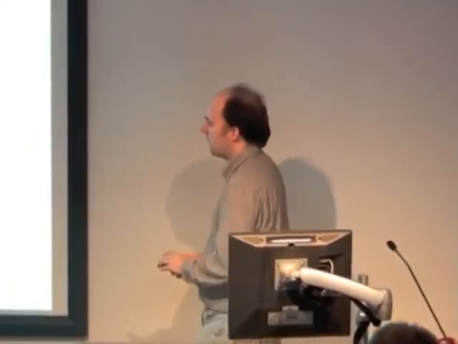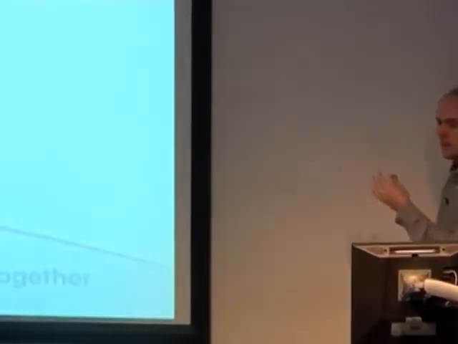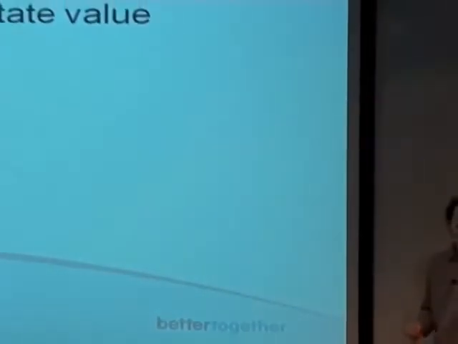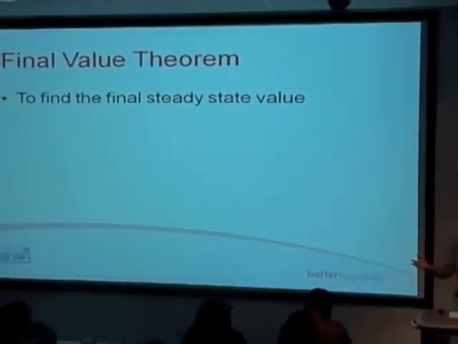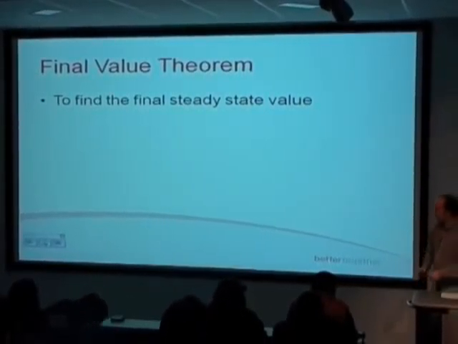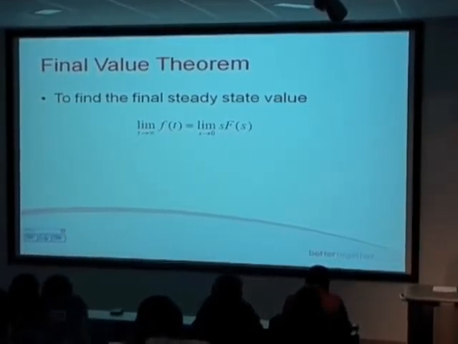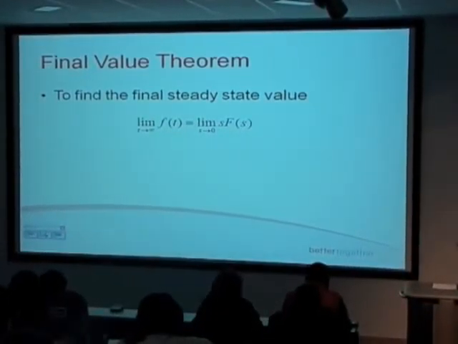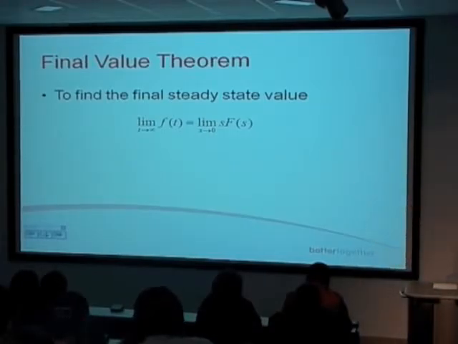Now, the last thing on our contents list was the final value theorem. And like I said, the final value theorem is to find the steady state value of your system after an input of some description, be that a step, a ramp, or an impulse. And this is the final value theorem. The limit as time goes to infinity of your function in terms of time is equal to the limit as s goes to 0 of s times your s domain function, okay?